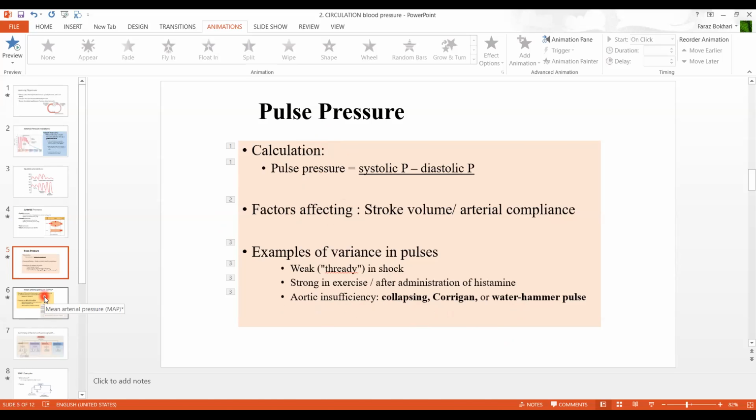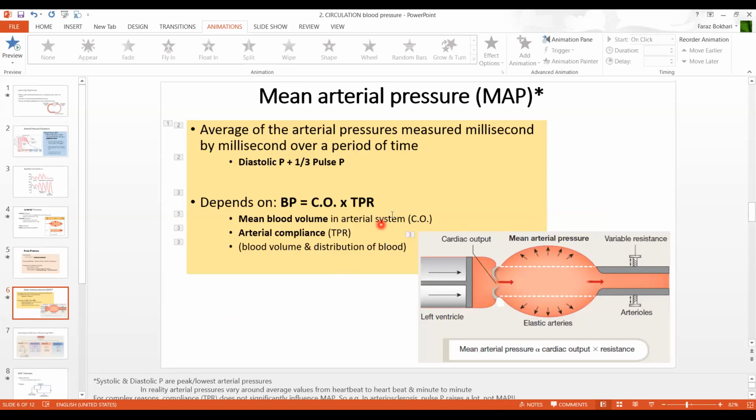Going to mean arterial pressure. Now, mean arterial pressure is interesting. As I mentioned, the word mean does not mean arithmetic mean. We are looking at a minute to minute, or a millisecond to millisecond, blood pressure variation. So there's a time component to it. It's roughly an average blood pressure over a period of time. Yes, it's an averaged blood pressure reading over a span of a unit of time. And this is how mean arterial pressure is basically defined.